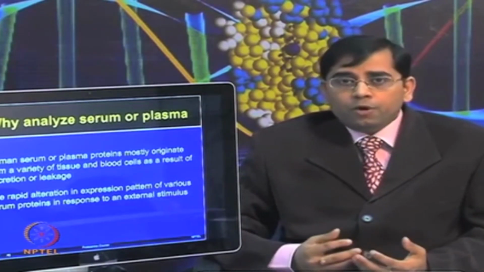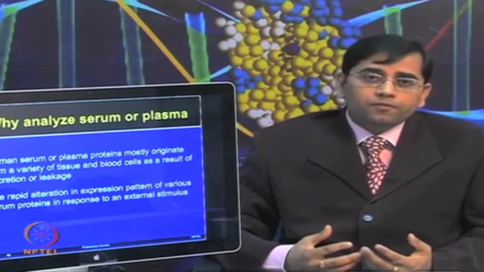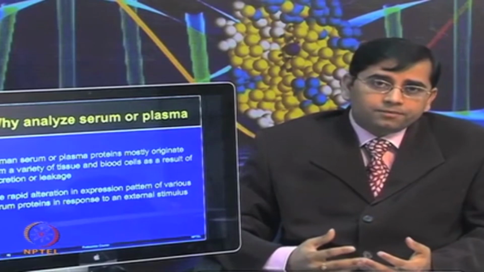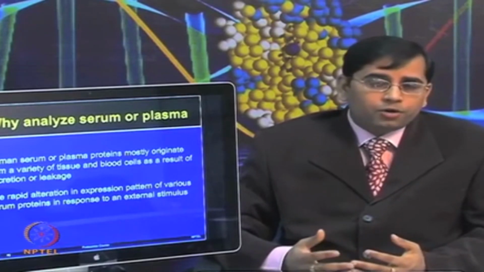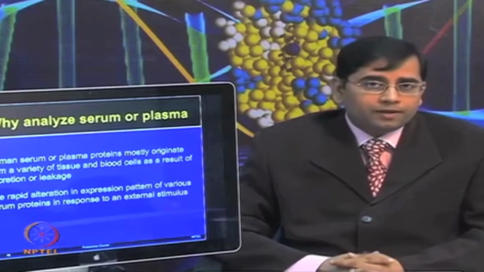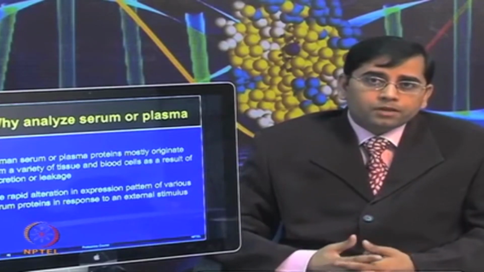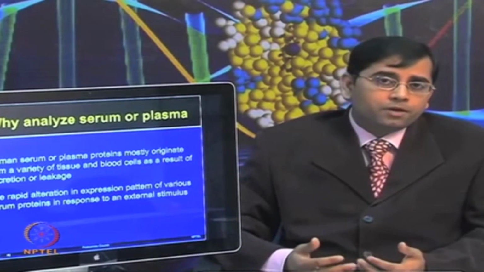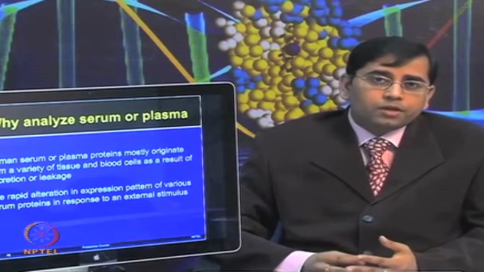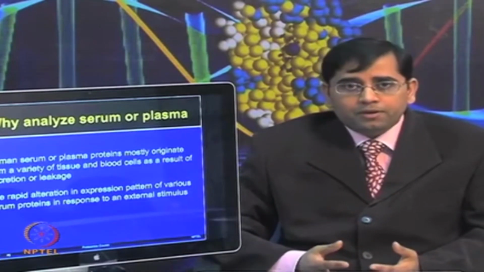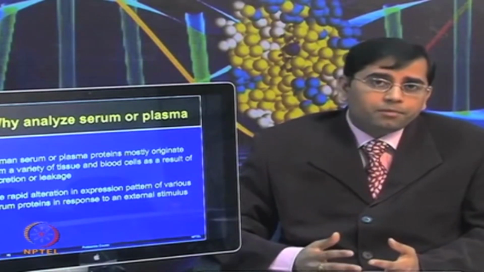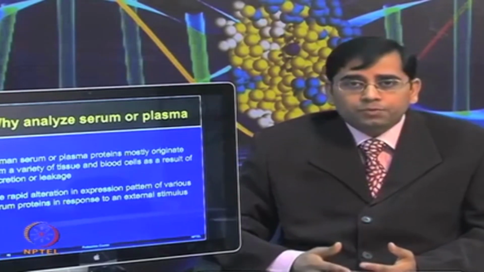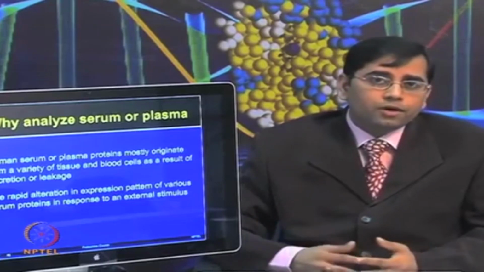So, to get a feel for what physiological changes are happening in a patient due to a disease, people analyze serum or plasma proteome very often, because blood removal for various types of tests is being performed in clinics. So, blood is a very easily accessible sample, and performing the serum or plasma proteome becomes very easy as compared to dissecting out a tissue for further analysis.